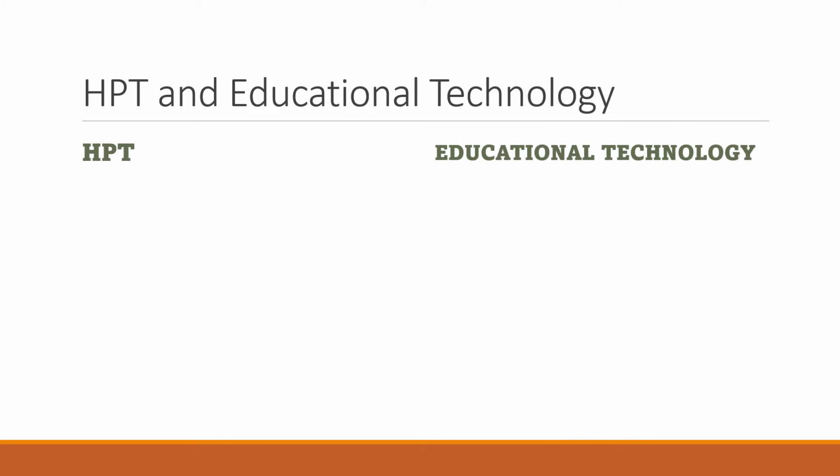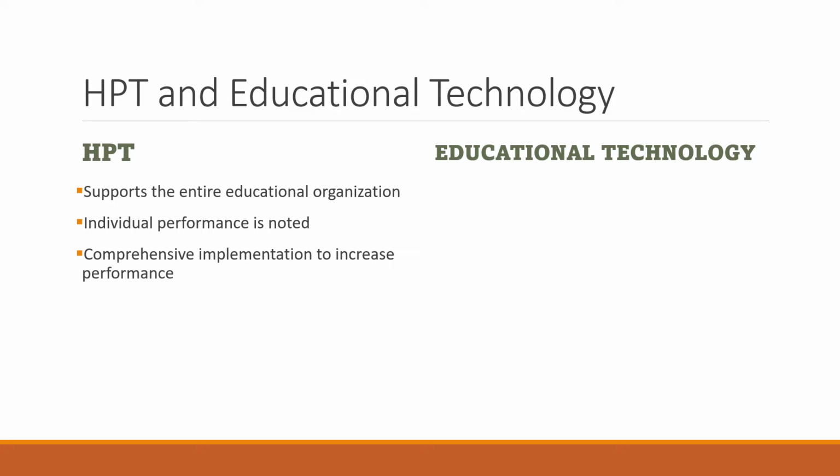Human performance technology and educational technology. Let's compare. Human performance technology supports the entire educational organization, at the same time taking note of individual performance and learning. It offers a comprehensive implementation to increase performance, a holistic approach. Educational policies and solutions are part of implementation to address academic performance.